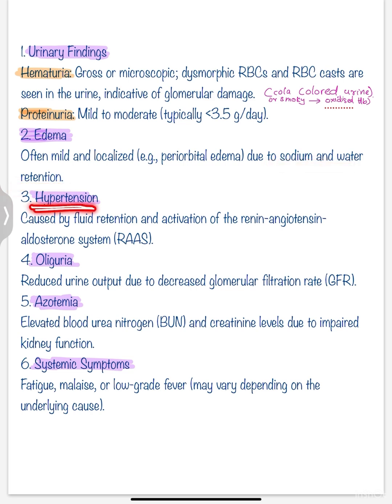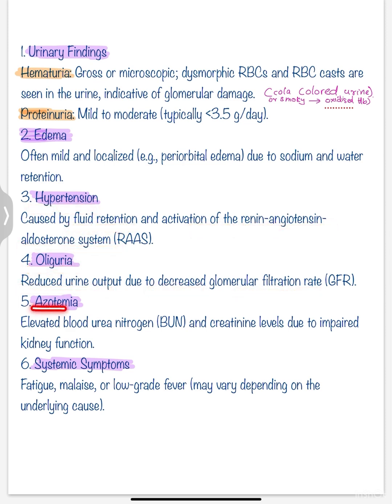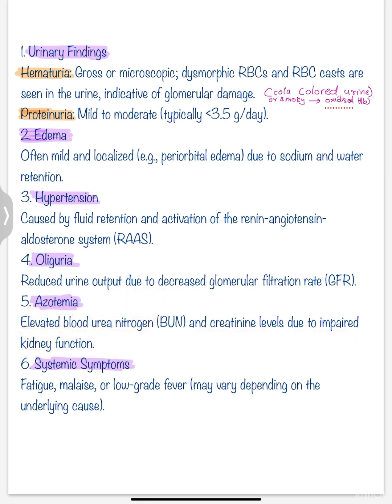And what about hypertension? It is caused by fluid retention and activity of renin, angiotensin, and aldosterone system. Oliguria, reduced urine output due to decreased glomerular filtration rate. And what about azotemia? There is elevated blood urea nitrogen. What is azotemia? Elevated blood urea nitrogen and also creatinine levels due to impaired kidney function. Azotemia is an important feature of nephritic syndrome. And the other systemic symptoms are fatigue, malaise, low-grade fever, which may vary depending on the underlying cause. So that is all about nephritic syndrome.